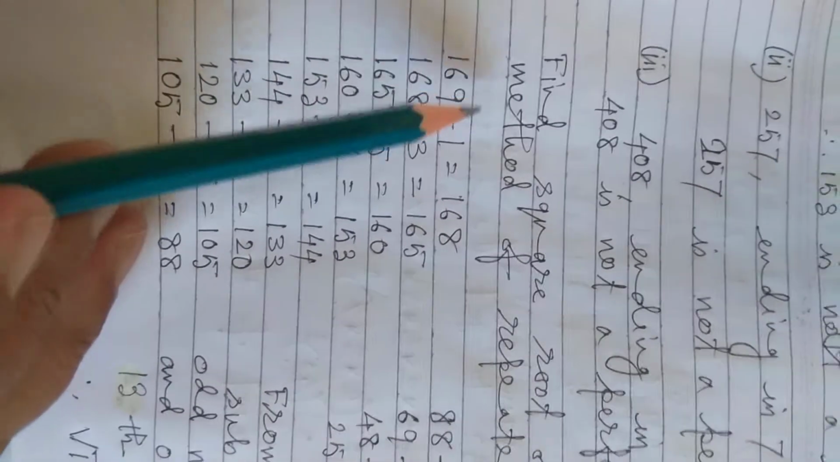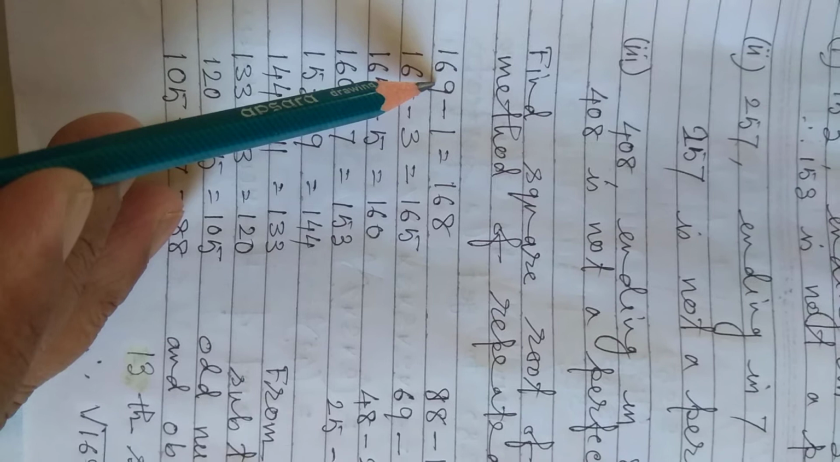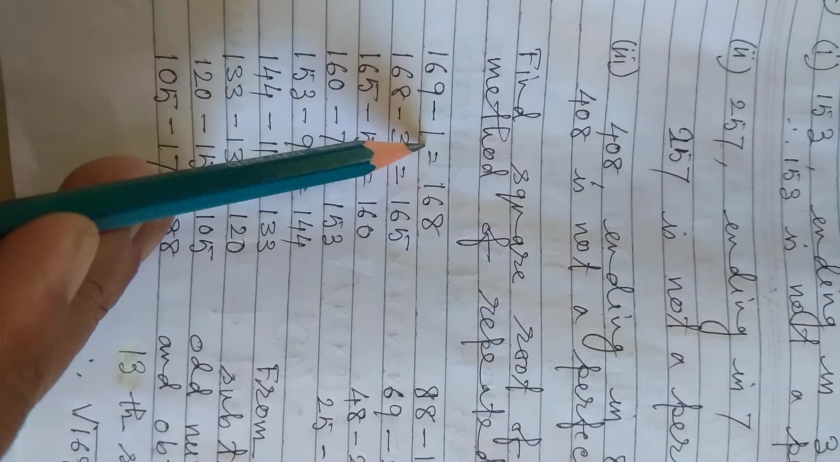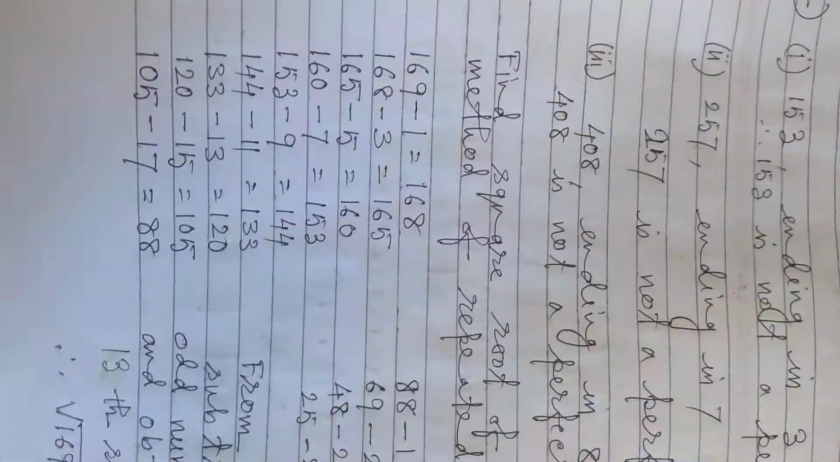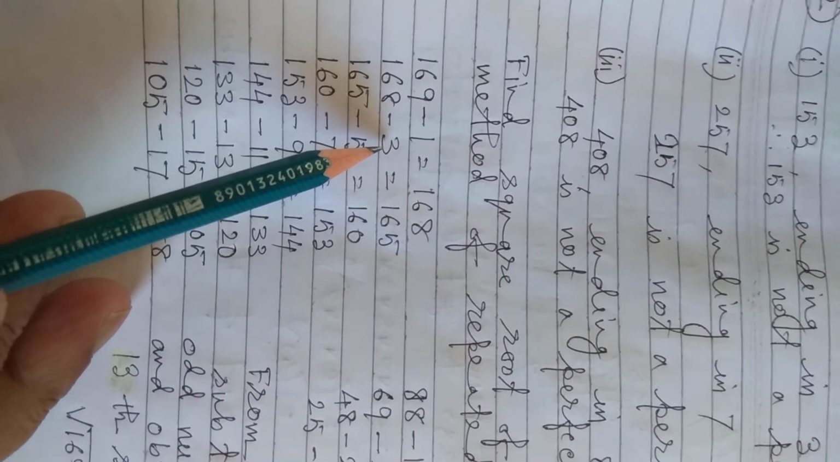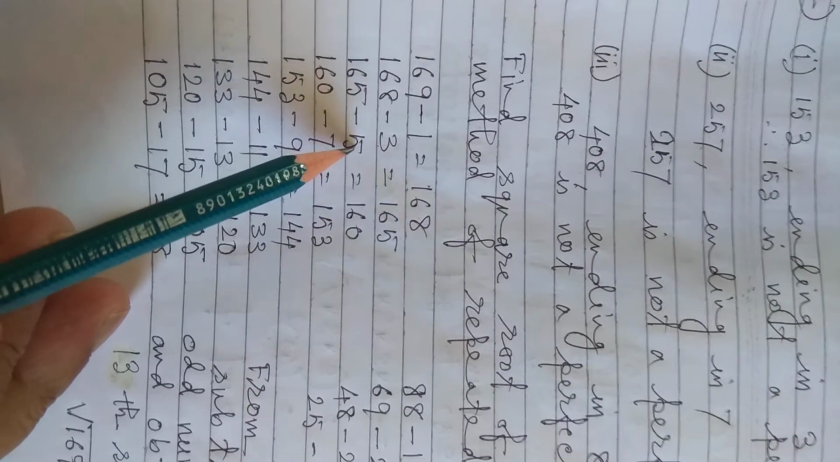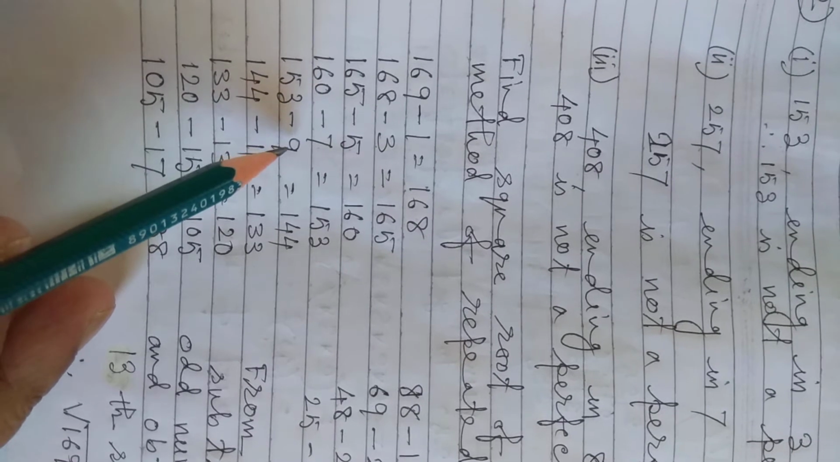Question number 3. Find the square root of 169 by repeated subtraction. The process is 169 minus 1, 168. Then 168 minus the next odd natural number, 3. So 1, after 3 the next odd number is 5, then 7, then 9.